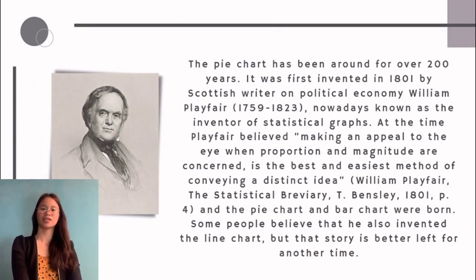So, the pie chart has been around for over 200 years. It was first invented in 1801 by a Scottish writer on political economy, William Playfair, nowadays known as the inventor of statistical graphs. At the time, Playfair believed making an appeal to the eye when proportion and magnitude are concerned is the best and easiest method of conveying a distinct idea, and the pie chart and bar chart were born. Some people believe that he also invented the line chart, but that story is better left for another time.